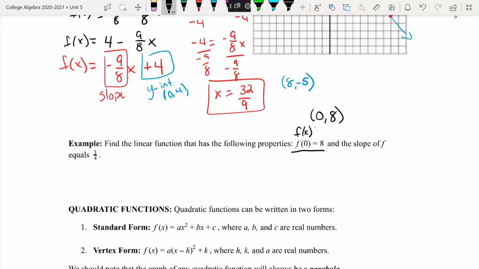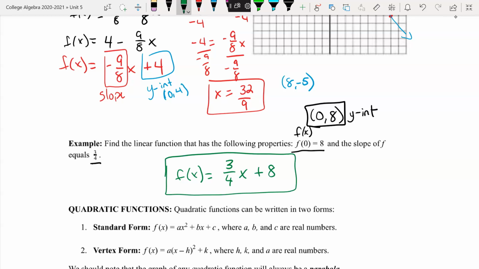Well, don't forget, if 0 is first, that is your y-intercept. So that's the y-intercept of that problem. And now I have the slope. So can I write this in slope-intercept form? Well, yeah, I can say f of x equals my slope, which is 3/4 times x, and then plus my y-intercept or minus my y-intercept, depending on whether it's positive or negative.